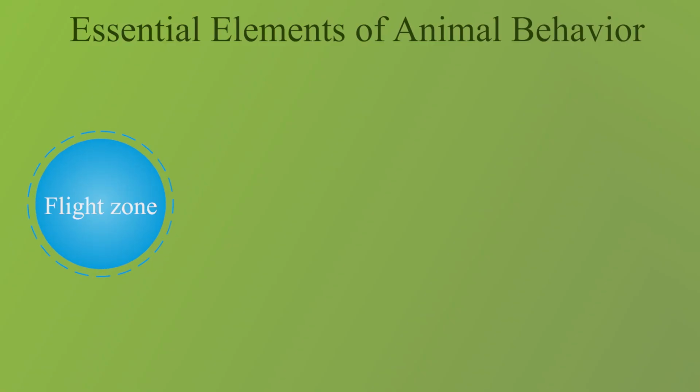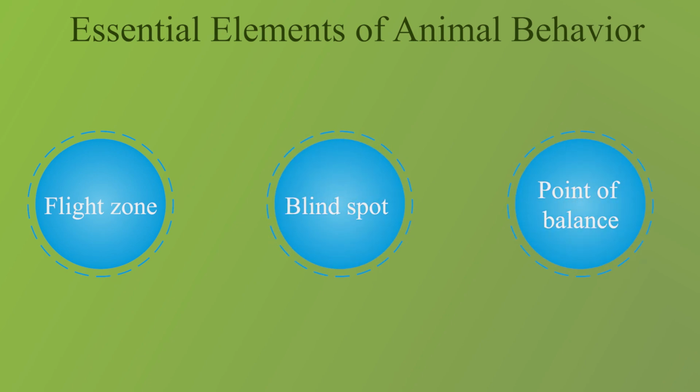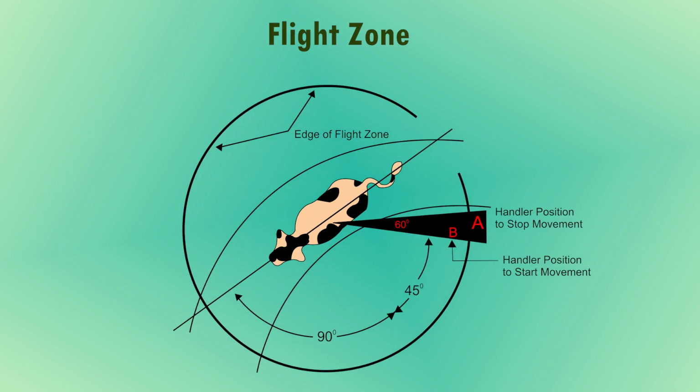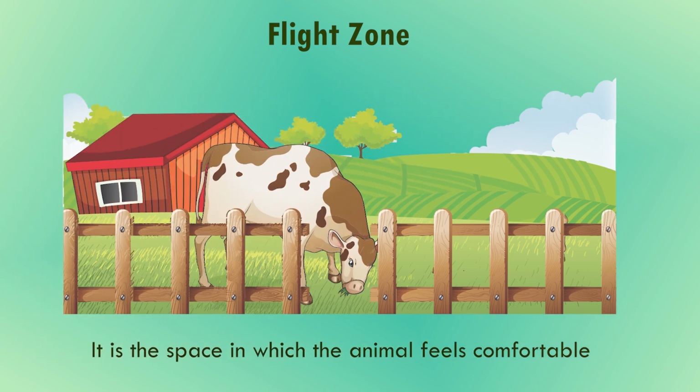Although the area of animal behavior and control is quite vast, an animal health worker must be well conversant with the following 3 essential elements of animal behavior and control, which are flight zone, blind spot, and point of balance. So what is a flight zone? All animals have a flight zone, which is the animal's personal space. It is the space in which the animals feel comfortable. It is the minimum distance the animal tries to maintain between itself and a perceived threat.